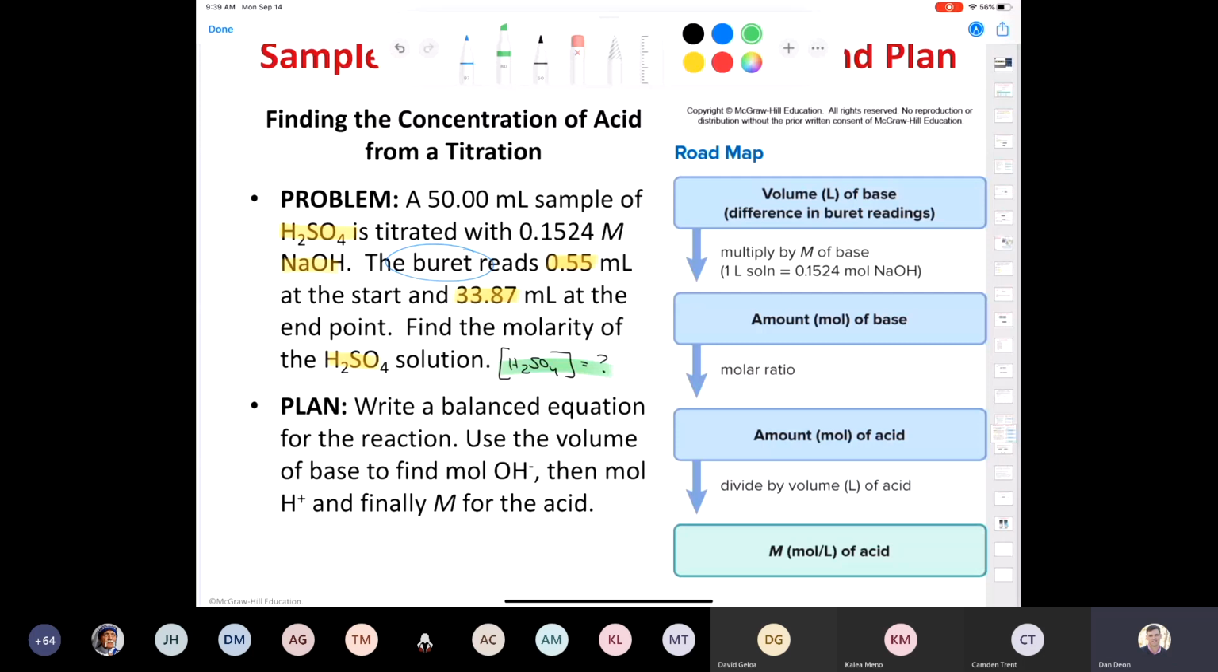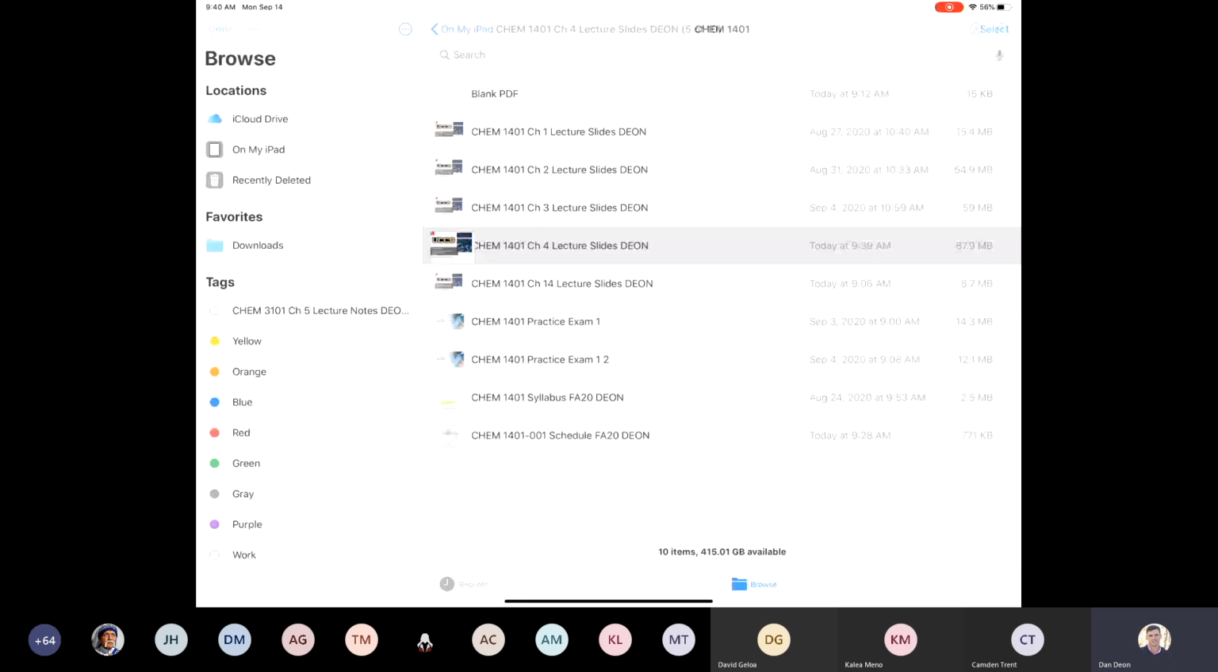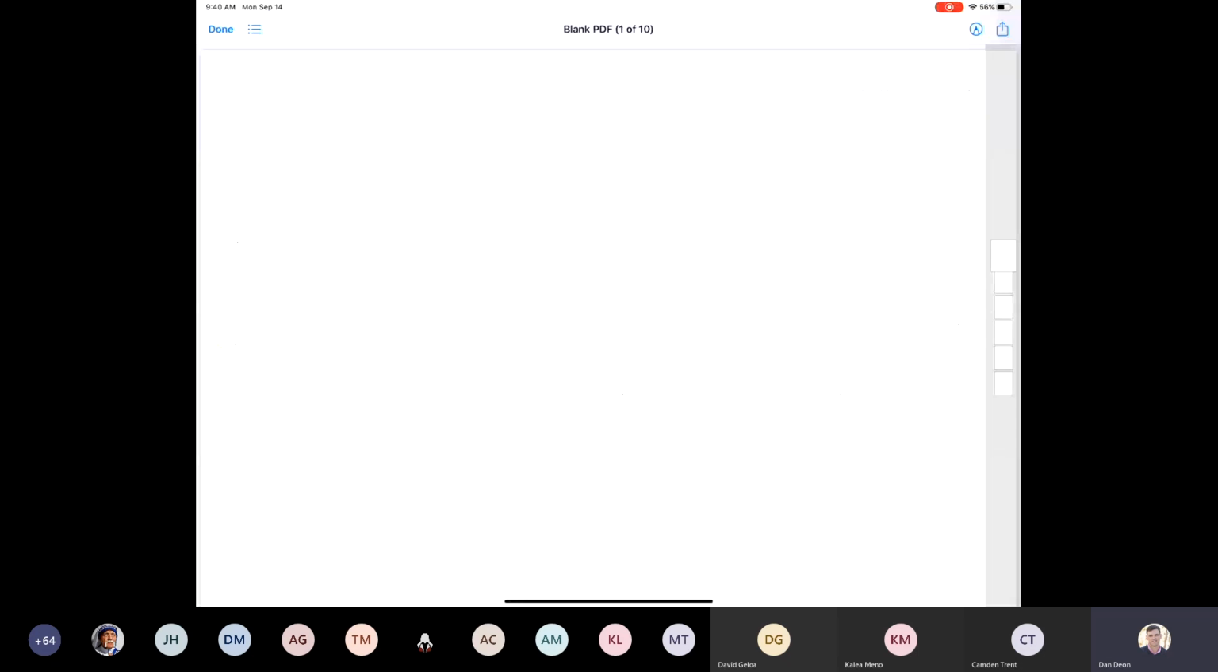And what's the first thing we have to do? Starts with B, ends with balanced equation, right? We have to make a balanced equation. And so I didn't give myself any room to do that. So I will switch over here to just a blank canvas, and we'll start rocking and rolling here. And we'll start by writing out a balanced equation.